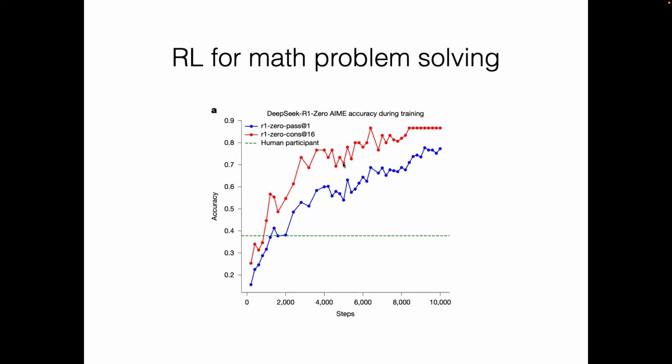And then these are two different inference algorithms, which we'll cover later in the class. This one is basically saying generate one output. This one is saying generate 16 different outputs and take the majority answer. And you can see that the process is working in the sense that the model's getting better and better at solving the problems during training.